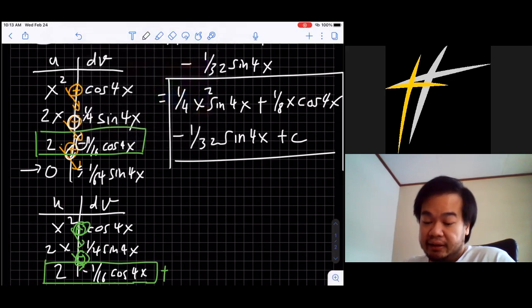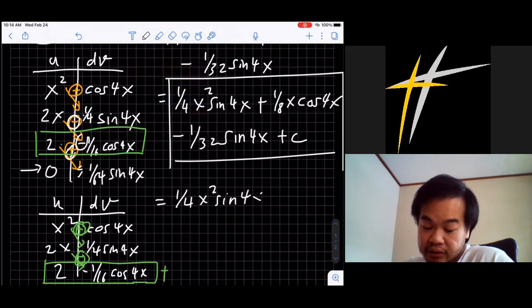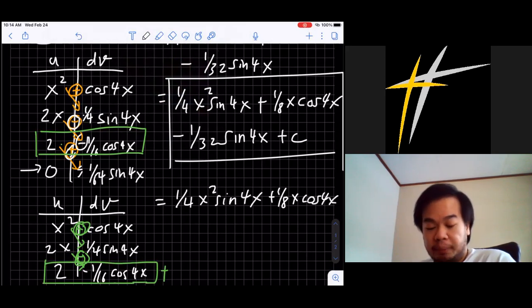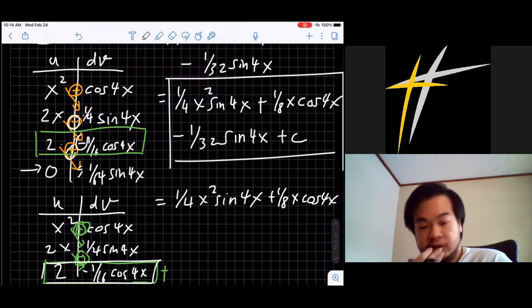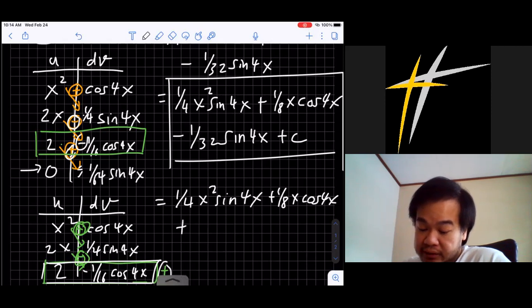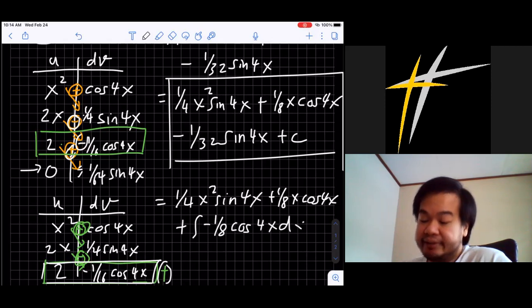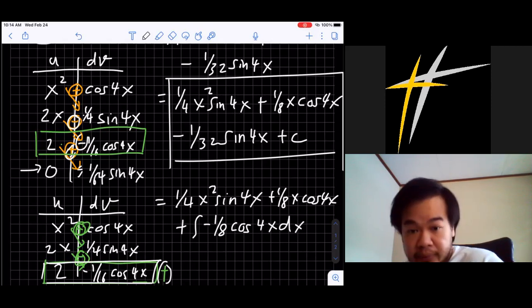So also you can write it as equal to, the first two is the same, so 1 over 4x squared sine 4x plus 1 over 8x cos 4x. Now, because we stop at the same horizontal position, the integral will still be applied. So plus the integral of 1 over 8 cosine 4x, don't forget the dx. Yeah, so if you want to stop, it's also fine.